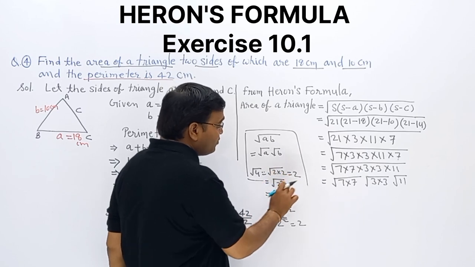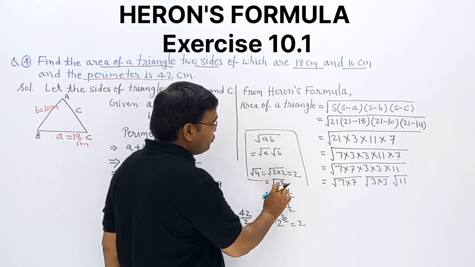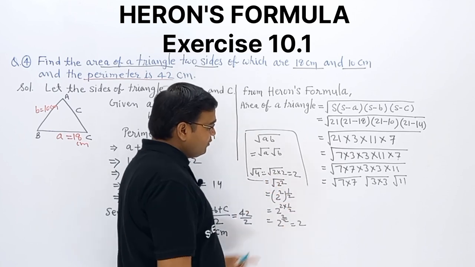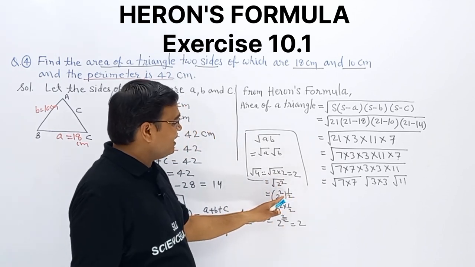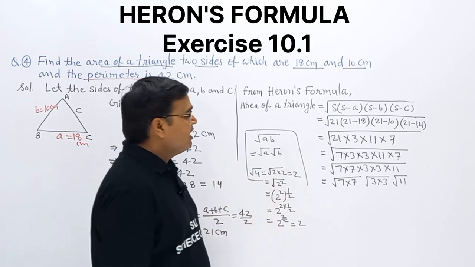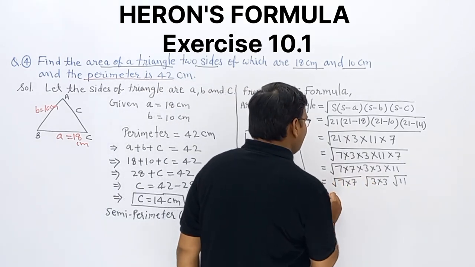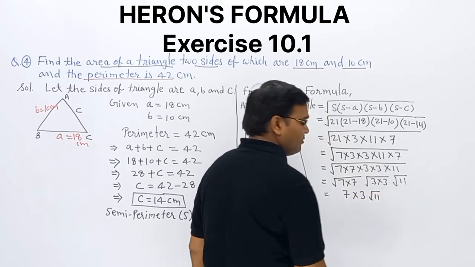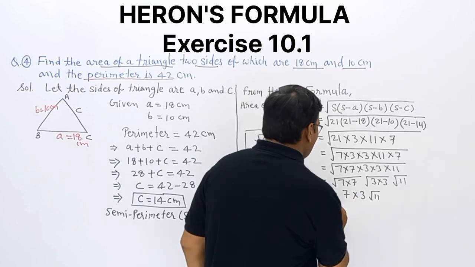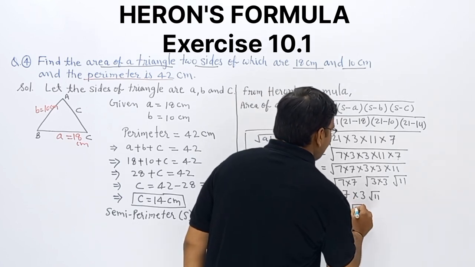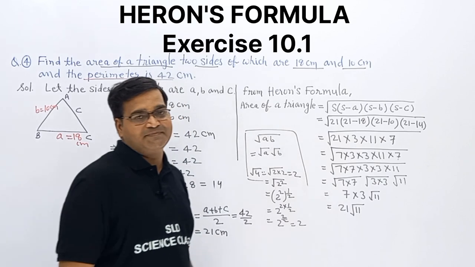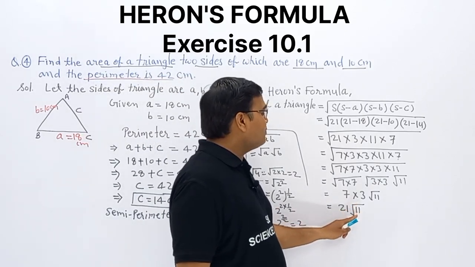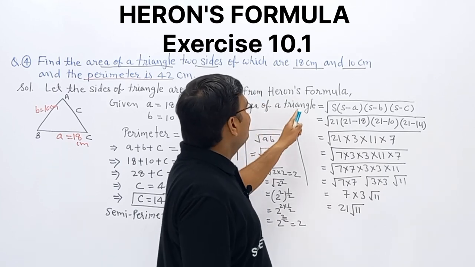So how are we getting this one? We can write 2 into 2 as 2 square, and 4 can be written as 2 square, and its square root is power 1 by 2. When we apply the law of exponent and solve, we get this. Directly we can say this is 7 and this is 3, and finally root of 11 will be as it is. So 7 into 3 will be 21, and we can write it like this. So this is the answer. Clear? Easily we can obtain 21 square root of 11 as the area of this triangle.